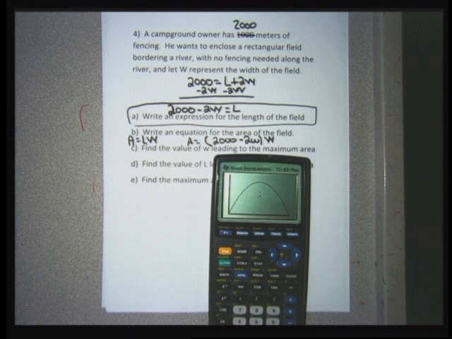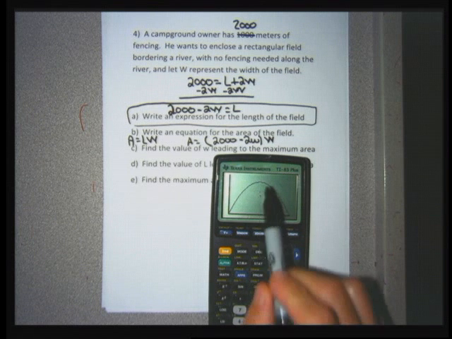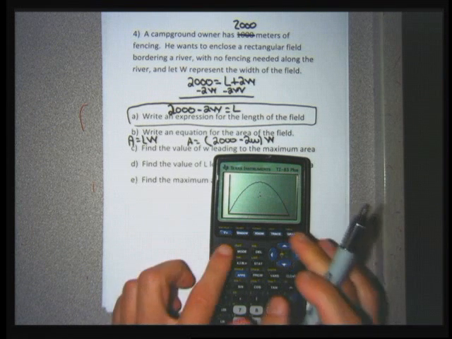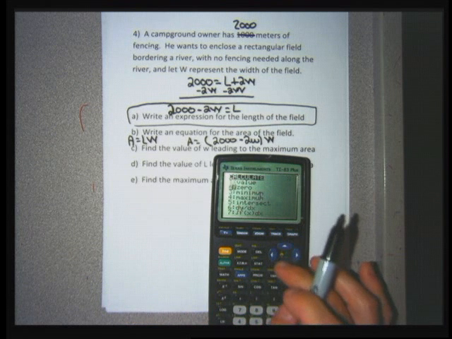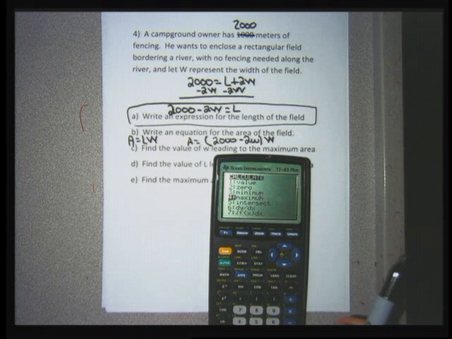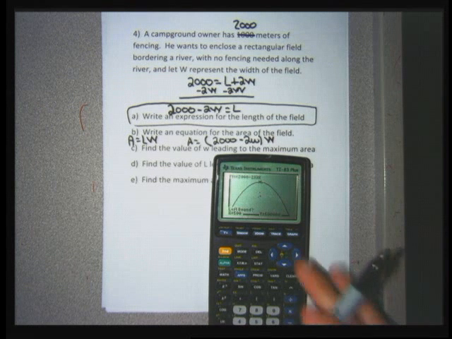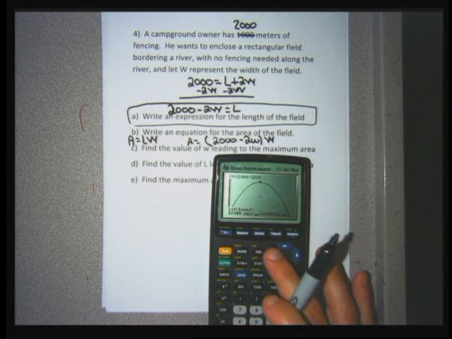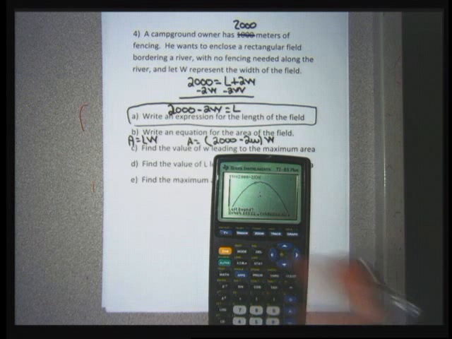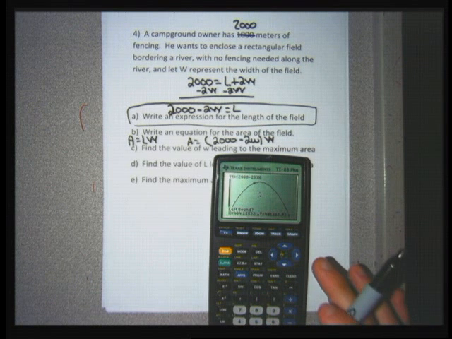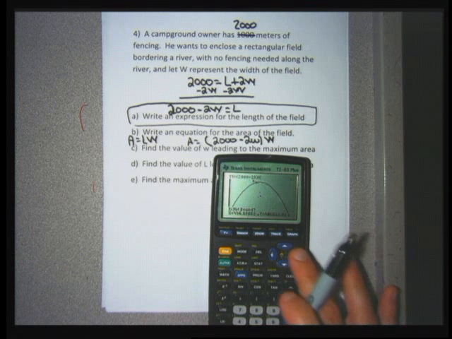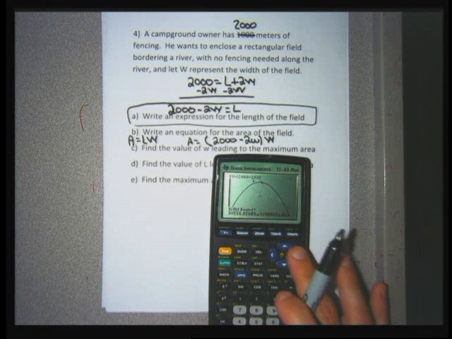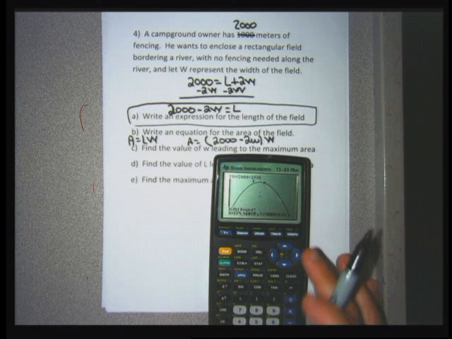And so now I'm in calculator mode. I'm going to find the maximum point by hitting the second button and then the trace key, going down to option 4 that says maximum. I hit enter. I use my cursor to trace to the left of the high point, or the left of the maximum, and then hit enter. Then I use my right cursor, trace to the right of the top, the maximum, and hit enter.